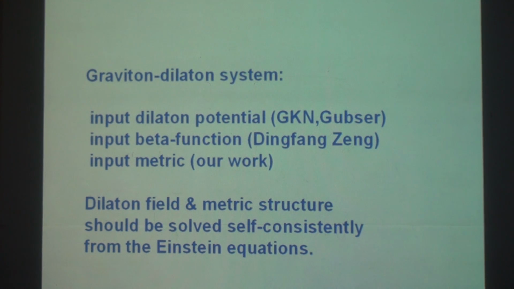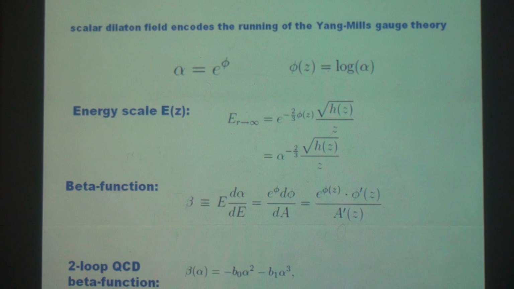Also, in this framework, we input the metric and then solve the dilaton and dilaton potential. But in any case, this dilaton field and the metric structure should be solved self-consistently. If you input the metric, you don't know the dynamics from the metric, right? But anyway, they are connected with each other.